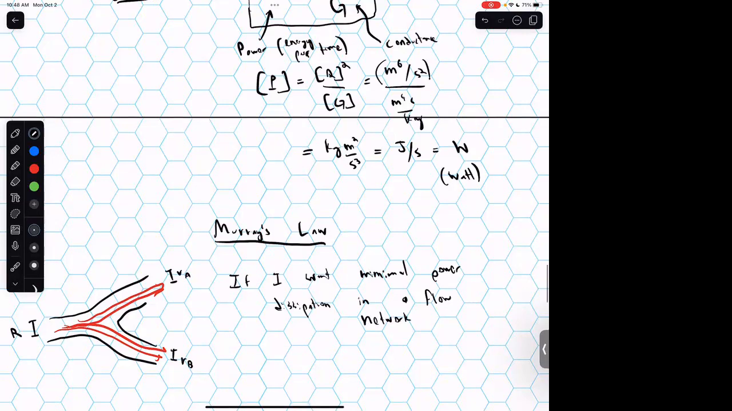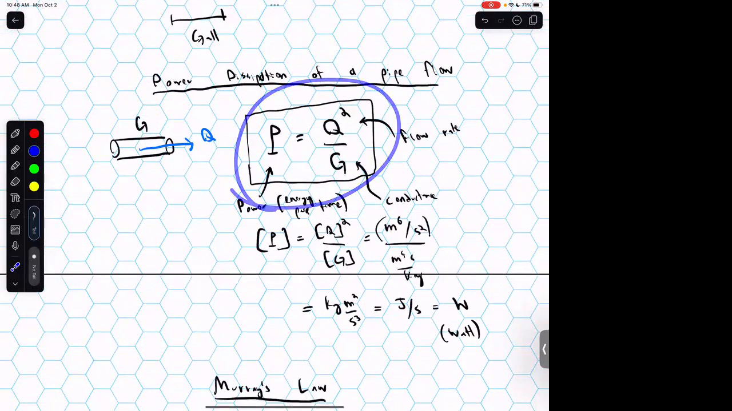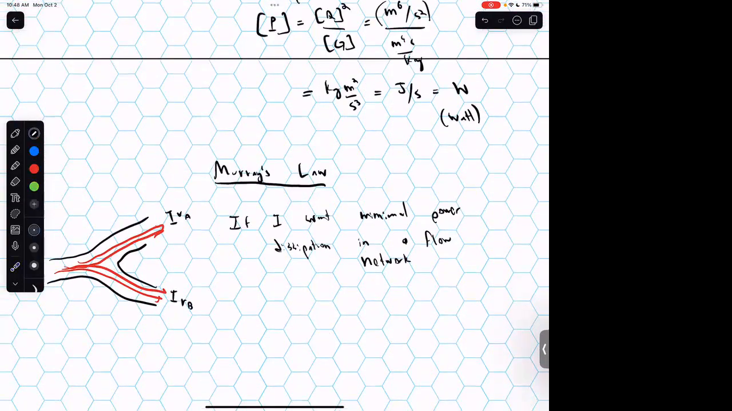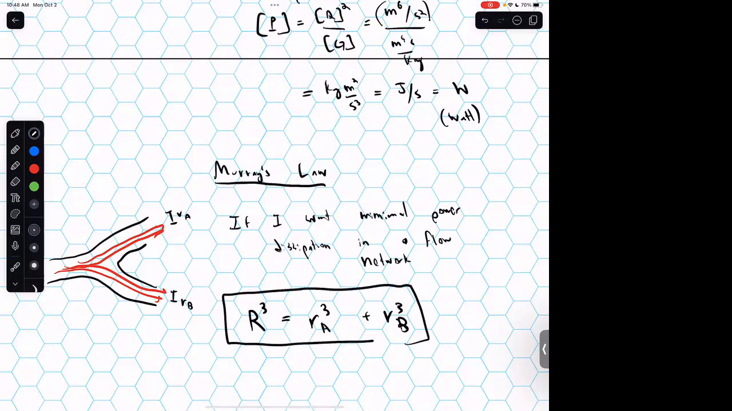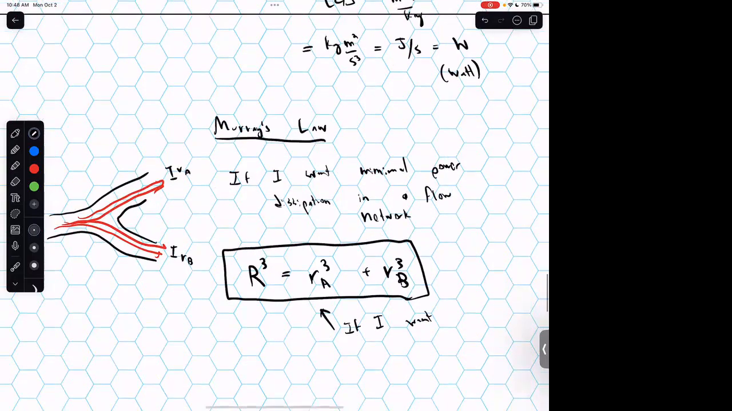If I want to have minimal power dissipation, so I want to do that as efficiently as possible, I want to balance my conductances so as to avoid paying as much of this cost as possible, then the following condition needs to hold. R cubed, the radius of the big vessel, should equal RA cubed plus RB cubed, if I want efficient transport.